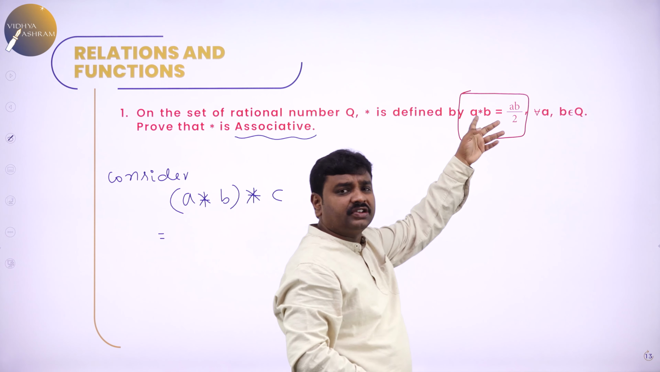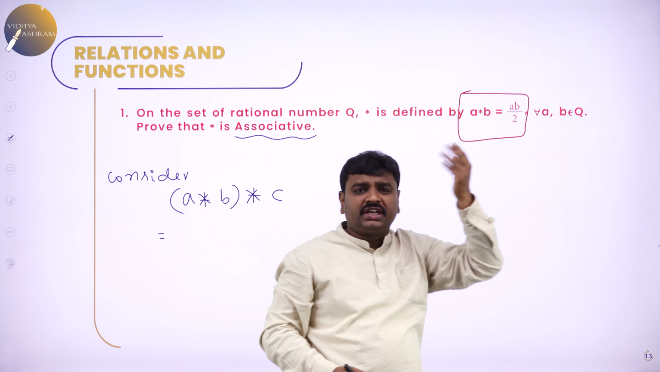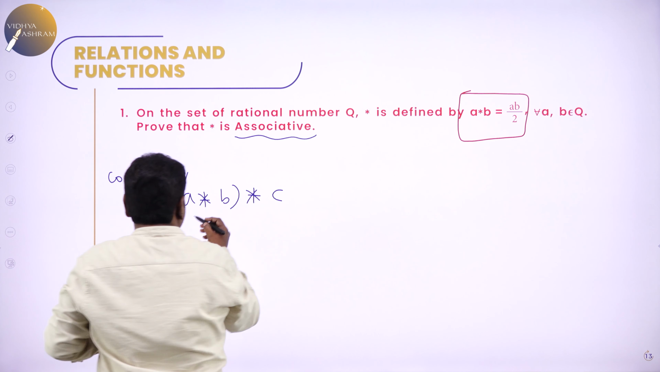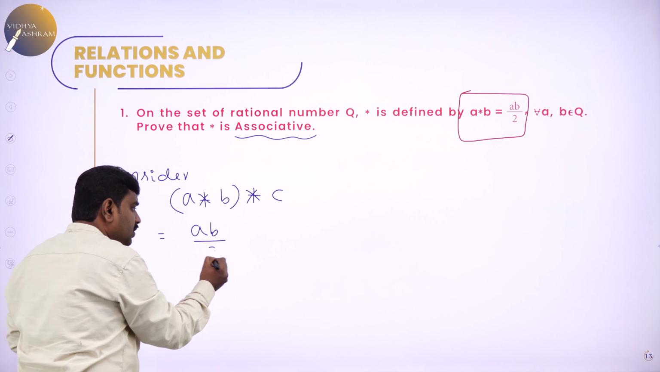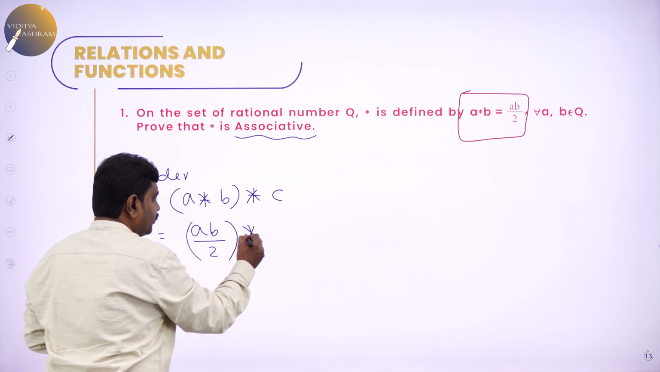What is A star B? How to read this? First element star second is first into second by 2. A star B is given. What is given? AB by 2. So, A star B, can I write AB by 2? Put it in a bracket, star C.